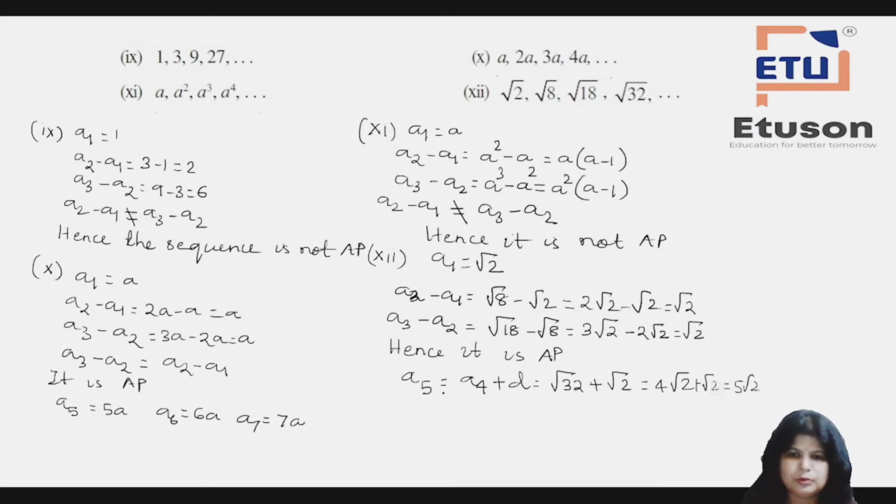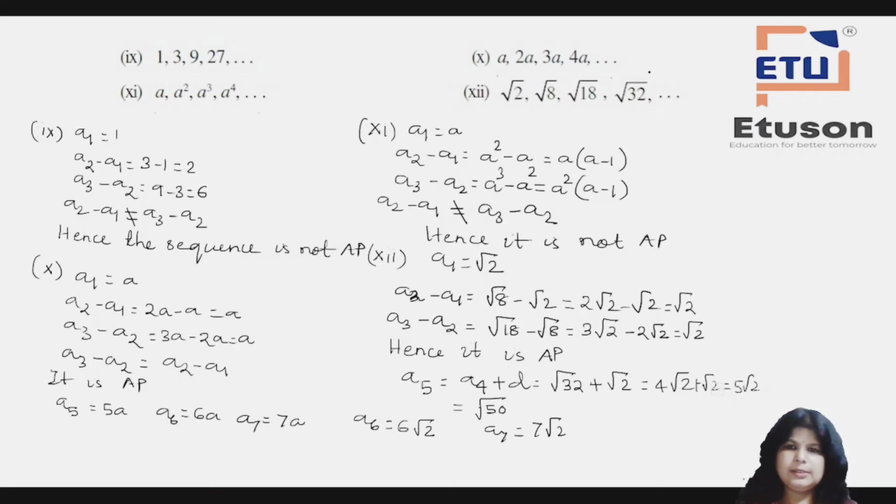So it is 5 root 2, which can be rewritten as, if you take this 5 inside, it will be 25 into 2, so square root of 50, right? Square root of 50. So what is A6? A6 will be root 50 plus root 2. So as you can see, it is root 2, 2 root 2, 3 root 2, 4 root 2, 5 root 2. A6 will be 6 root 2 and A7 is equal to 7 root 2.